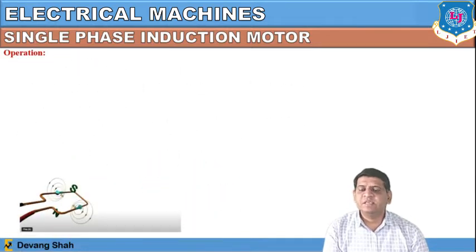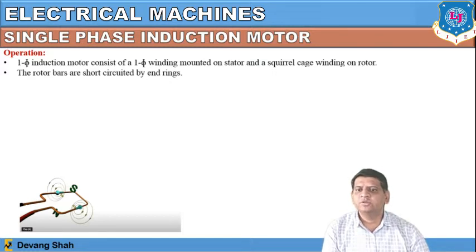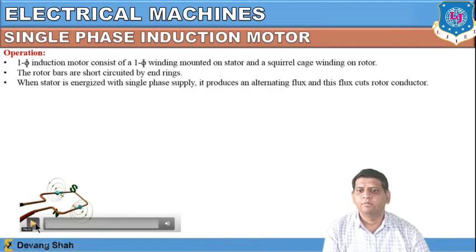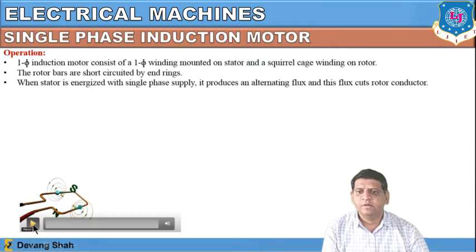Now we'll see the operation. The single-phase motor consists of a single-phase winding mounted on the stator and a squirrel cage winding on the rotor. If we talk about the operation of this single-phase induction motor, the rotor bars are short circuited at the end ring. When the stator is energized with a single-phase supply, it produces an alternating flux and the flux cuts the rotor conductor. Now this can be depicted in this particular video.